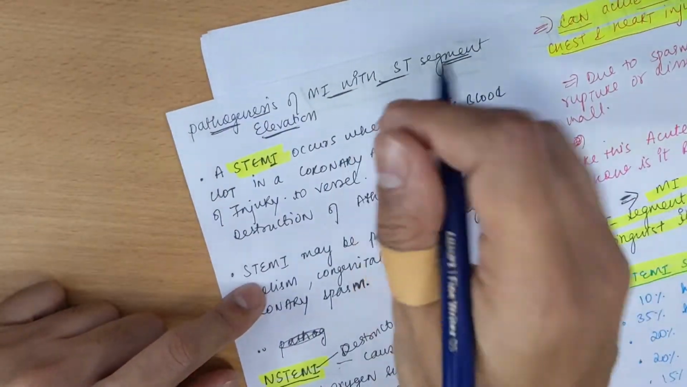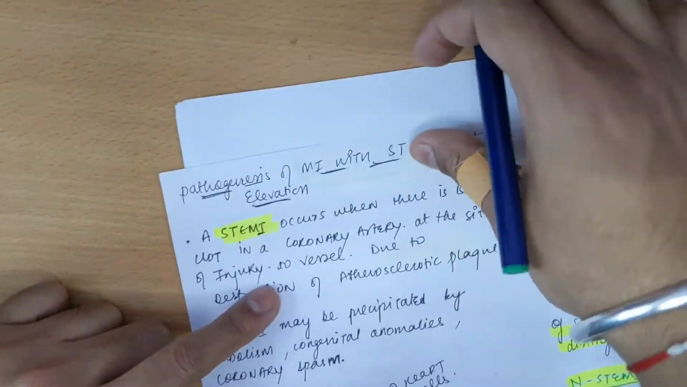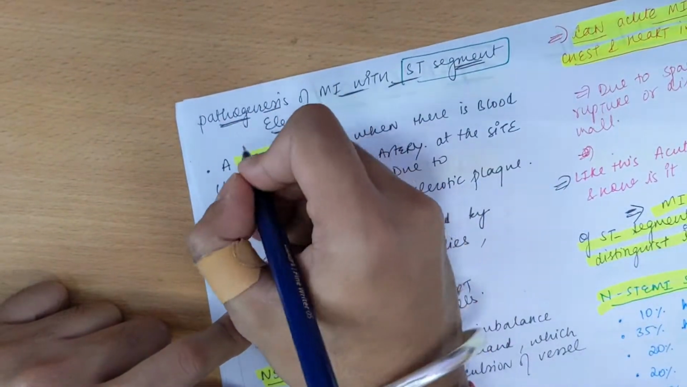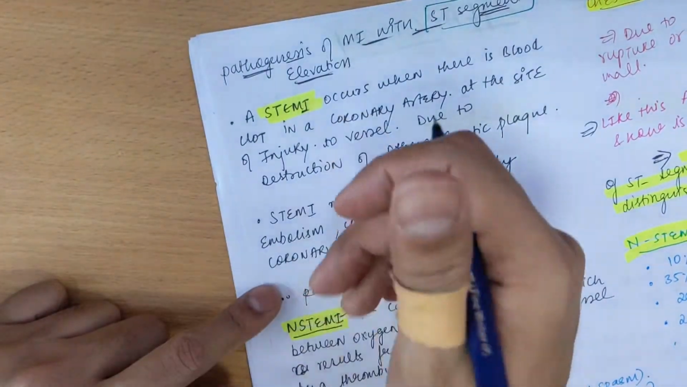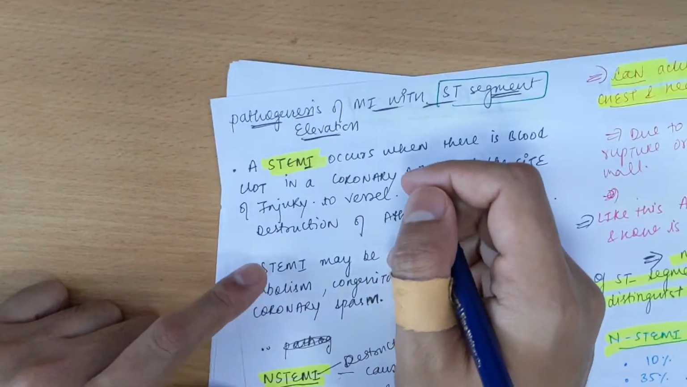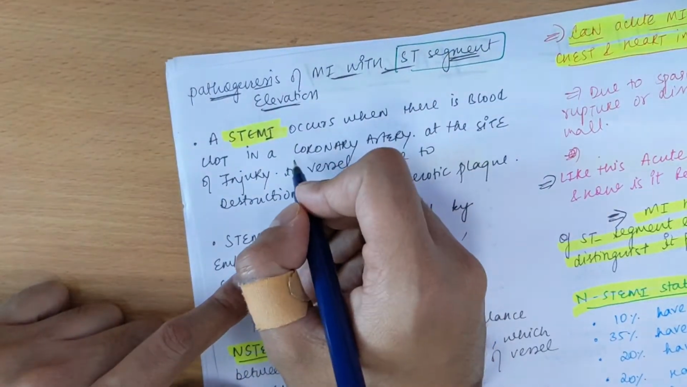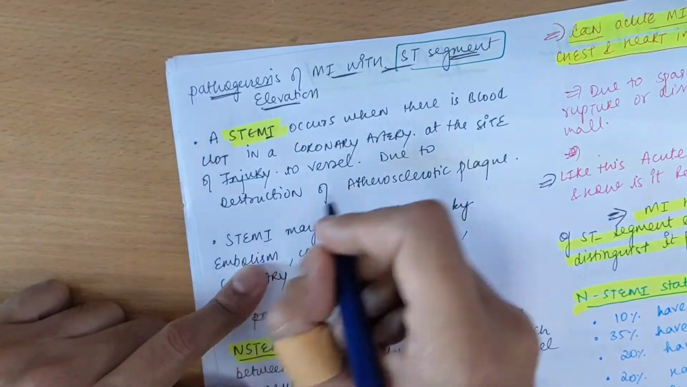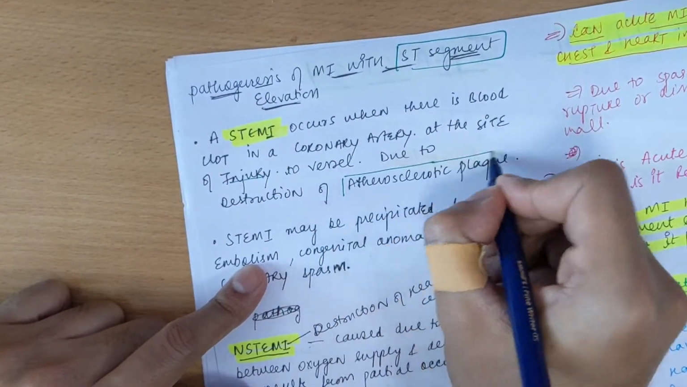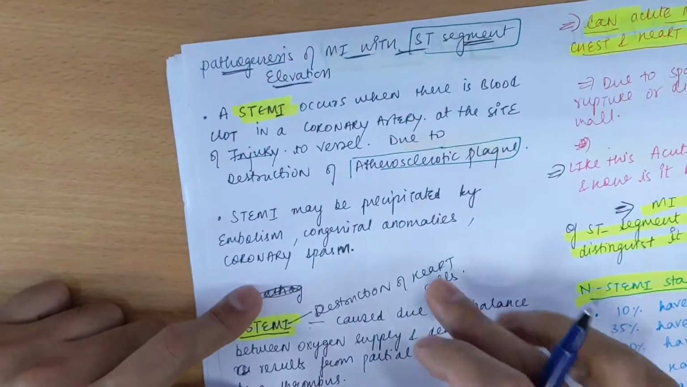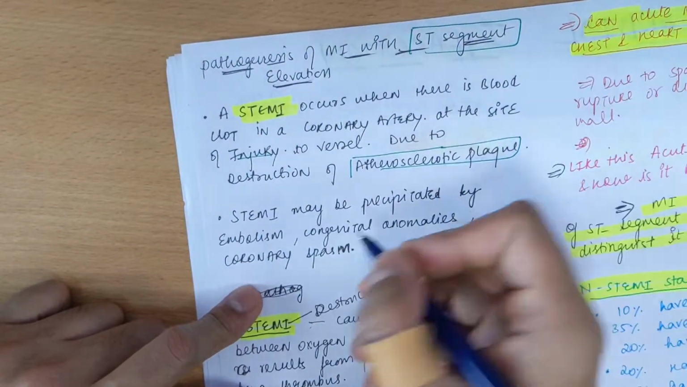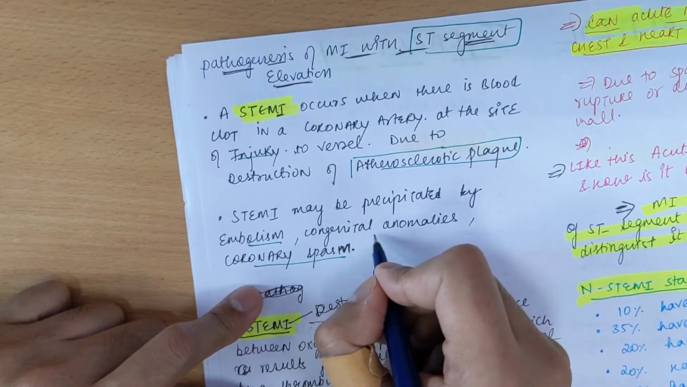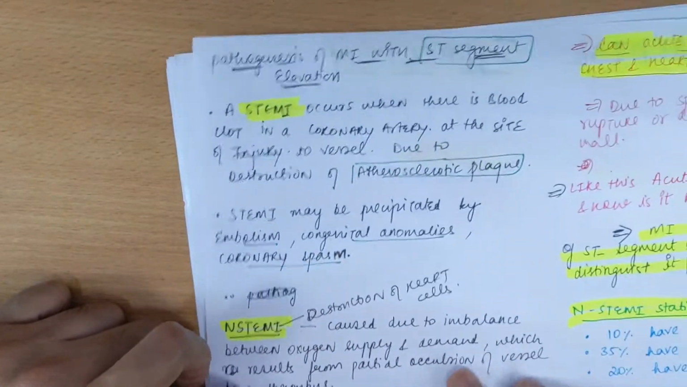Now the pathogenesis of MI with ST segment elevation. ST segment elevation is used in diagnosis in the case of ECG. We divide it into STEMI and NSTEMI, so there are two pathologies in MI. The cause of STEMI is a blood clot in the coronary artery at the site of injury to the vessel, and this is due to atherosclerotic plaque. STEMI may be precipitated by embolism, coronary spasm and congenital anomalies. Okay, so these are the causes of STEMI.